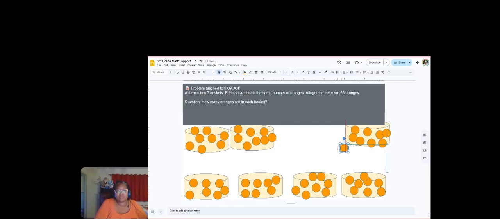So now let me see. So we have 1, 2, 3, 4, 5, 6, 7, 8 in each basket, and we repeat that across the baskets. I need to make one more of these. And 8. There we go.